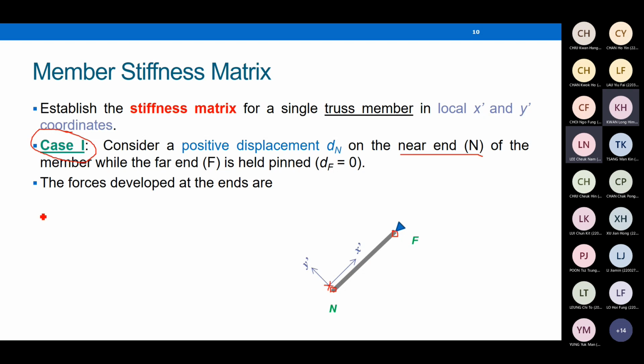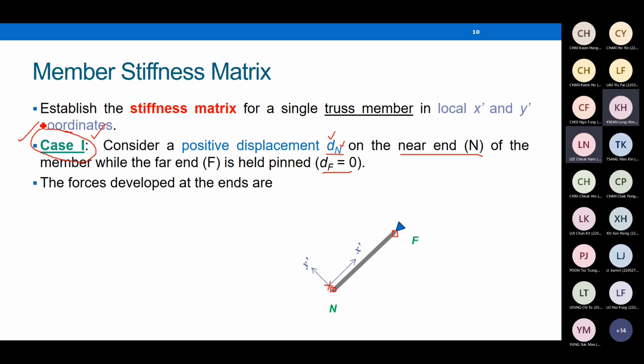Go back to here. Case one. In case one, we just consider displacement at the near end node, and the value is equal to Dn. The subscript n stands for the position, and D stands for displacement. We consider positive displacement at the near end node. The other node, the far end node, is held pinned. That means no displacement at the far end node. This is case one. We only consider displacement on one side and ignore the other side.